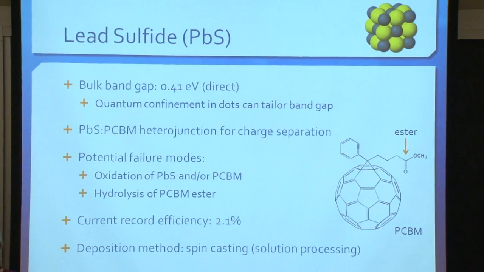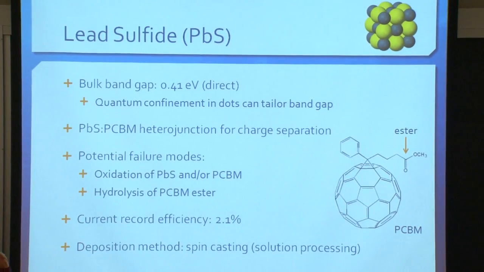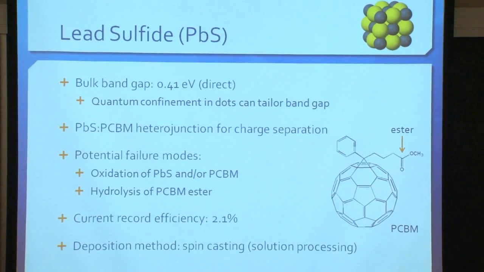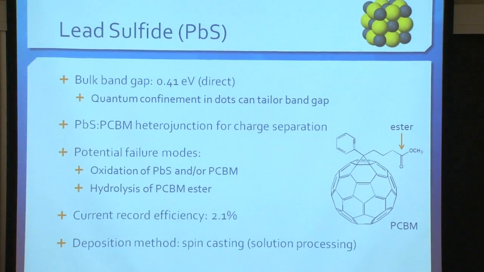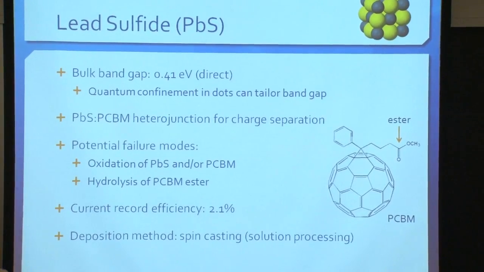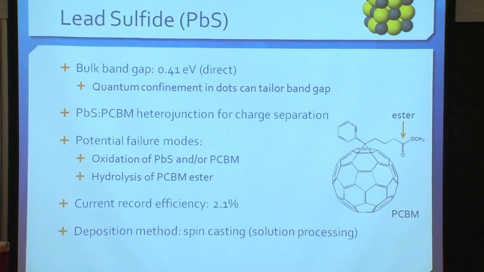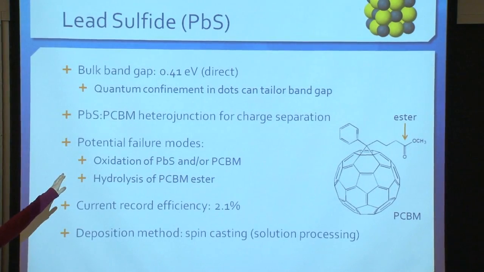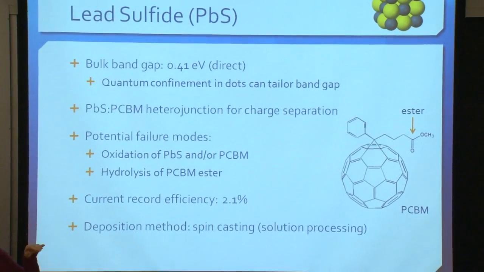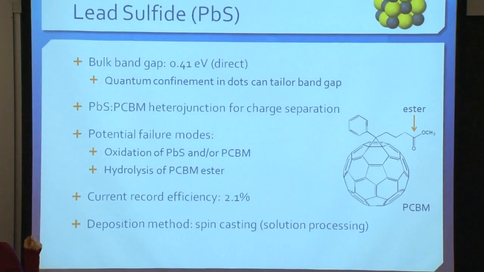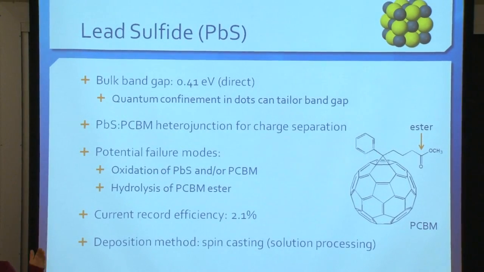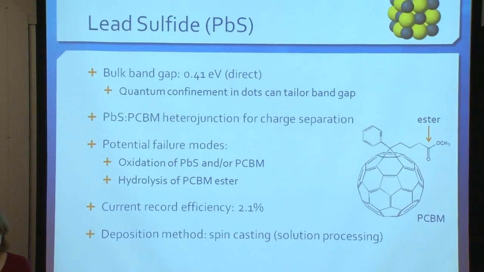But if you make nanocrystals, you can tune the band gap. There are confinement effects that make it so that the band gap can actually become larger. So we looked at lead sulfide quantum dot solar cells. In particular, we looked at lead sulfide quantum dots and PCBM, a fullerene derivative, heterojunction, where the lead sulfide is a p-type material and the PCBM is the n-type material. And we just made a bilayer heterojunction.